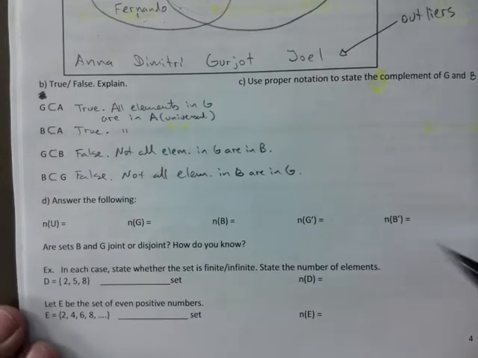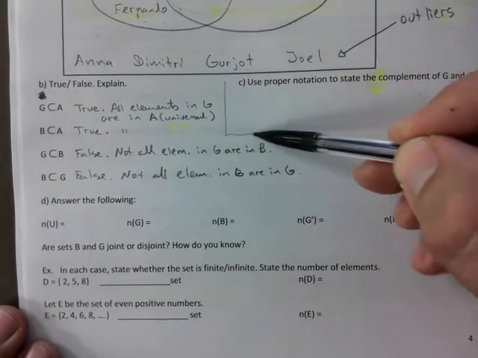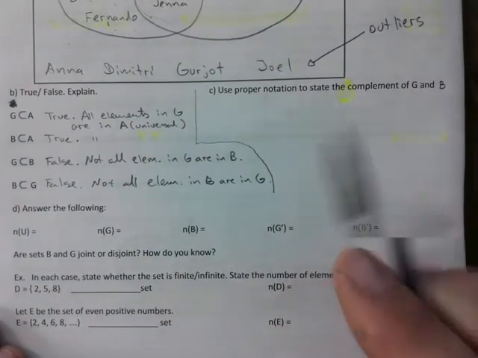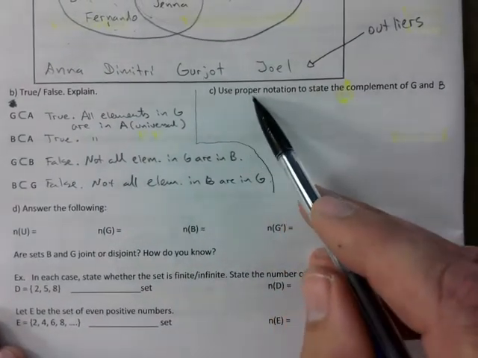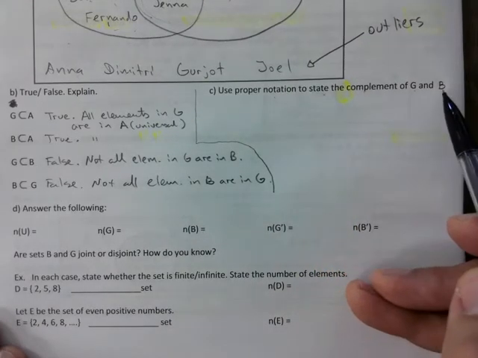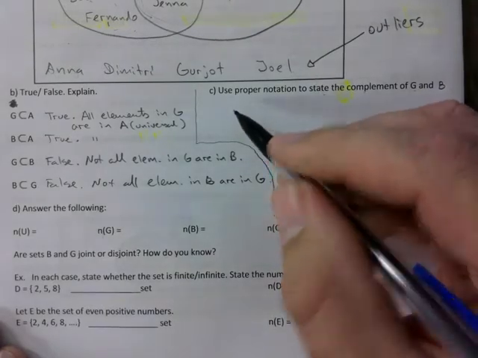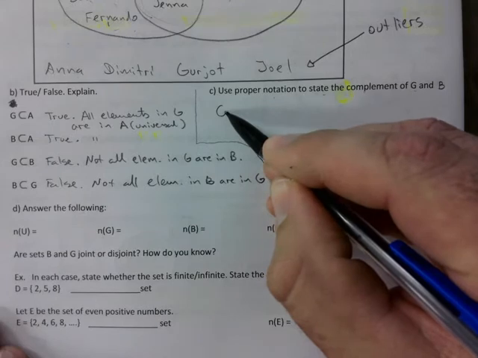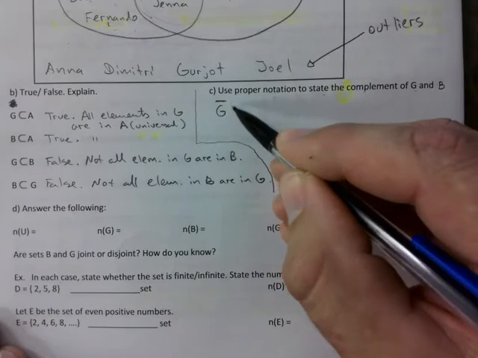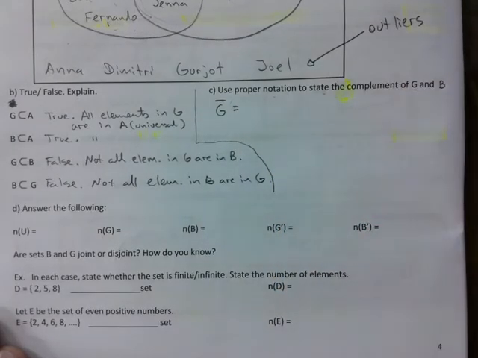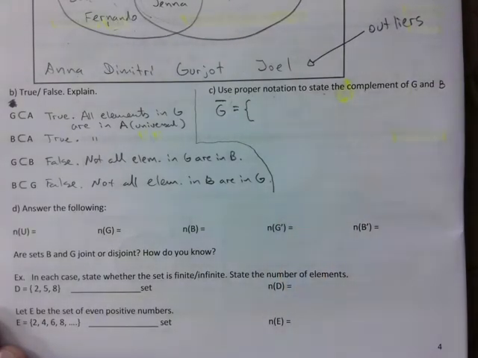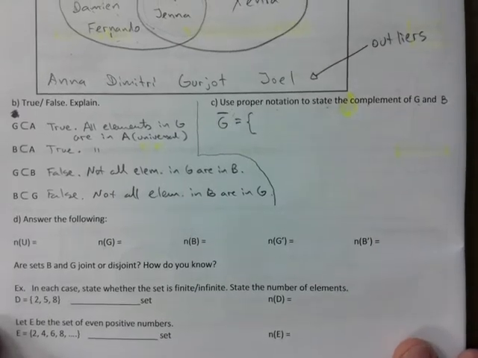So I used up a lot of space there. I'm going to cut this. Watch how I'm doing this. Cut it like that so that we can answer C. Use proper notation to state the complement of G and B. So watch what I'm going to do here. G, the complement of G, I can go bar like that, or I can go a little tick like that. I'm going to purposely go one or the other. I'm going to mix that up. When it says that, it's asking you to actually state the elements that are not in G, and that's where your Venn diagram is going to be nice to have.